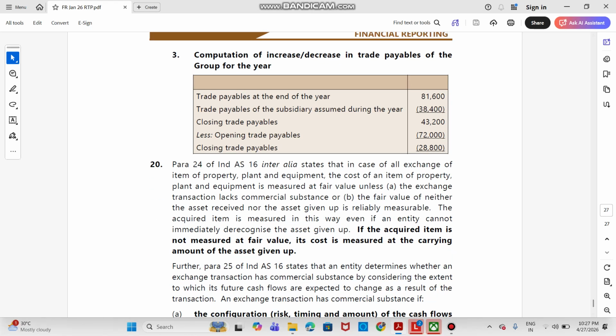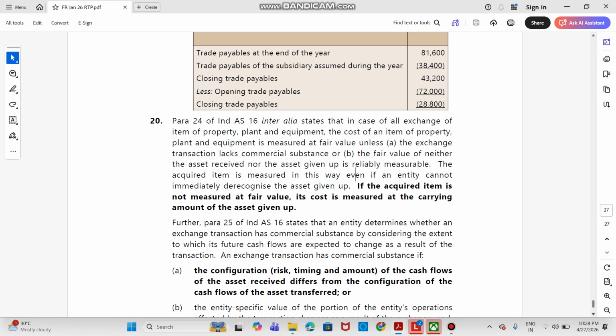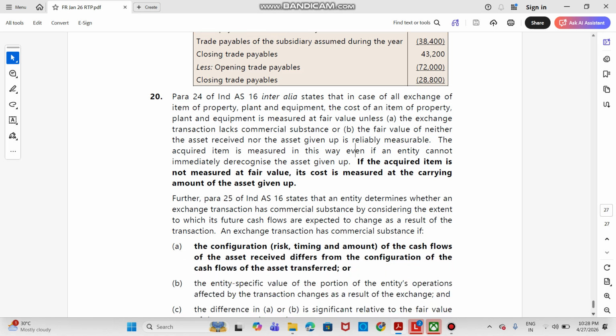First important thing is, as per the relevant para of Ind AS 16, in case of an exchange of an item of PPE, the cost of an item of PPE is measured at fair value unless A, the exchange transaction lacks commercial substance, or B, the fair value of neither the asset received nor the asset given up is reliably measurable. Next, the acquired item is measured in this way even if the entity cannot immediately de-recognize the asset given up. So if the acquired item is not measured at fair value, its cost is measured at the carrying amount of the asset given up.